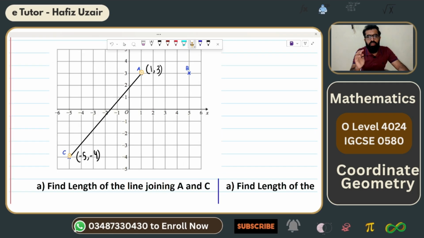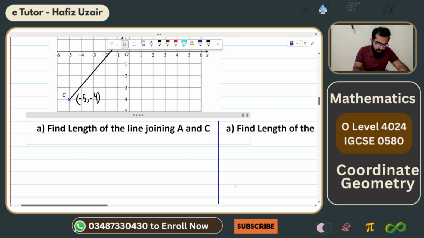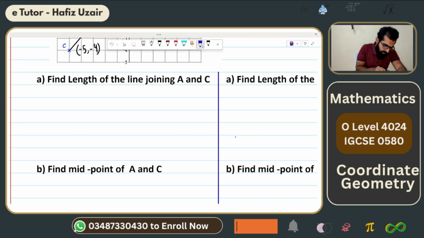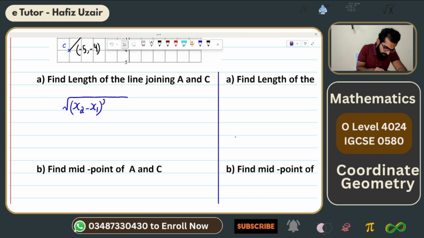We need to find out the length of line joining A and C. So how do we find out the length of line joining A and C? Let me write the formula first. The formula for length of line segment is square root of x2 minus x1 square plus y2 minus y1 square.